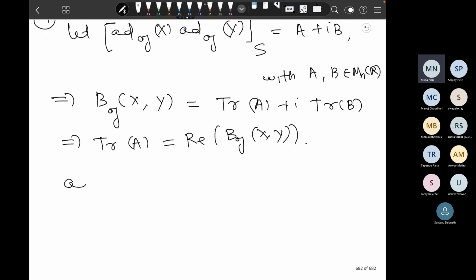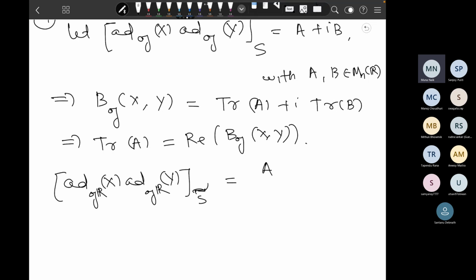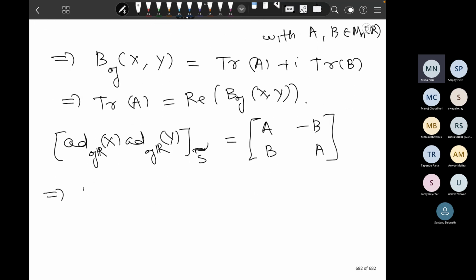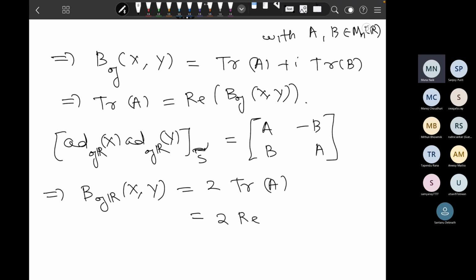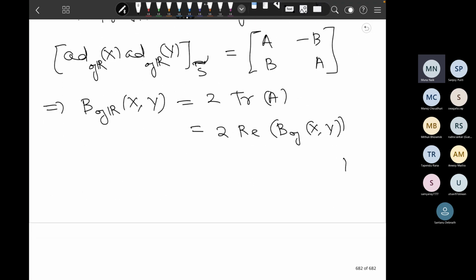Now I use that fact which I told you just now. ad G_R X ad G_R Y with respect to S tilde is the block matrix A, B, minus B, A. If you take the trace, you get B_GR(X, Y) equal to 2 times trace of A, and the trace of A is equal to the real part of B_G(X, Y). Hence the proposition.